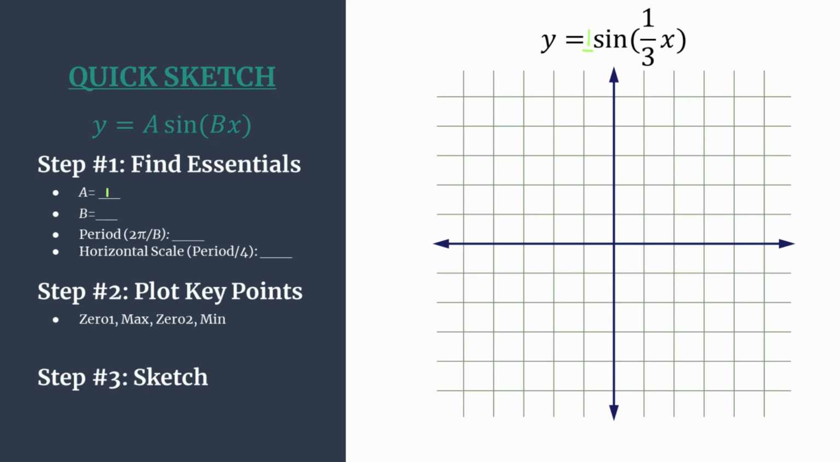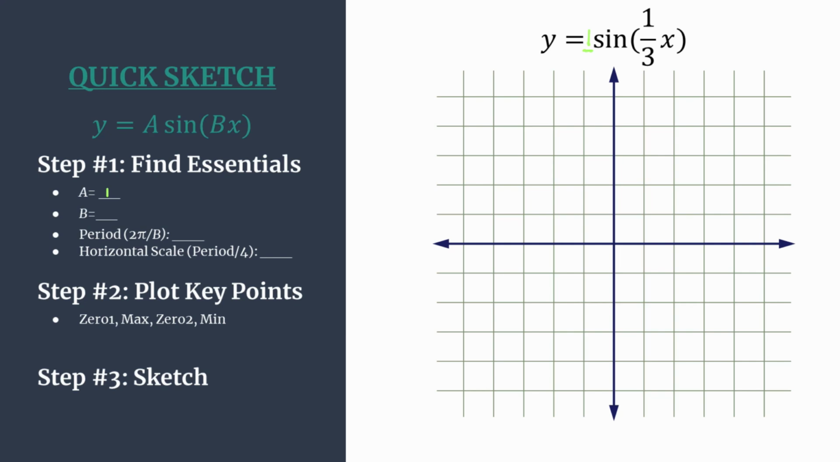Now this is our amplitude, or basically that's just the distance from the midline or middle of the graph horizontally up to a maximum or a minimum. This will help us plot the points for our maximum and minimum in step 2 with our key points.